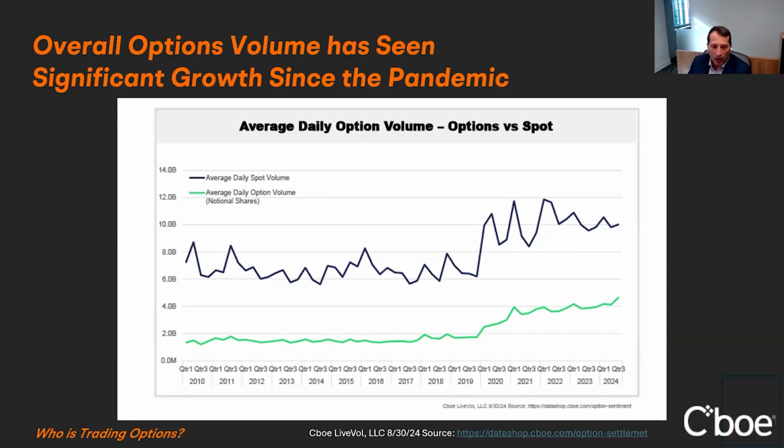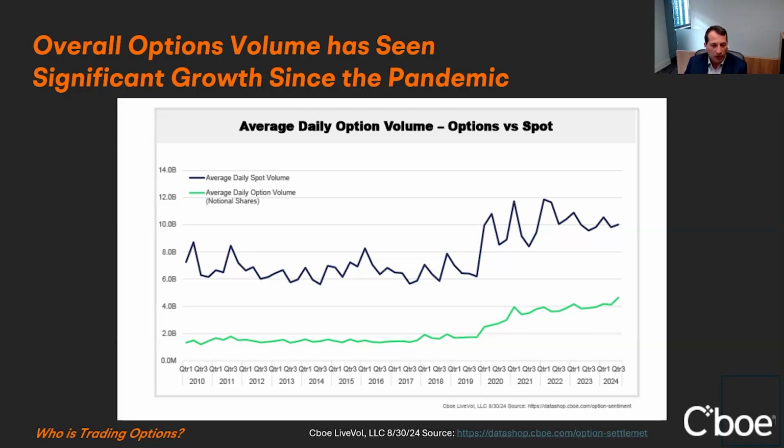Also, they're European style. And European style just means that there is no early exercise. And the flip side of that is there's no early assignment. So if you're short an option, you're not going to get assigned and get your position taken away. So those, I think, are two of the major, most popular benefits for index options.